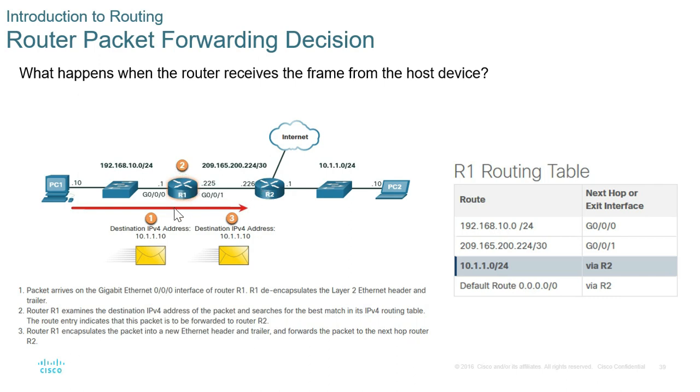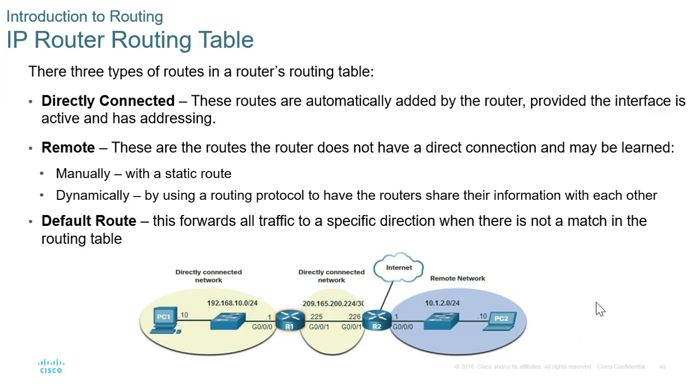Okay, so ini tugas router, de-encapsulate and re-encapsulate based on the routing decision made from the routing table. So kita tengok sedikit characteristics the routing table, sebab inilah tool untuk router buat tugas dia. Okay, so dalam routing table kita akan ada 3 jenis route.